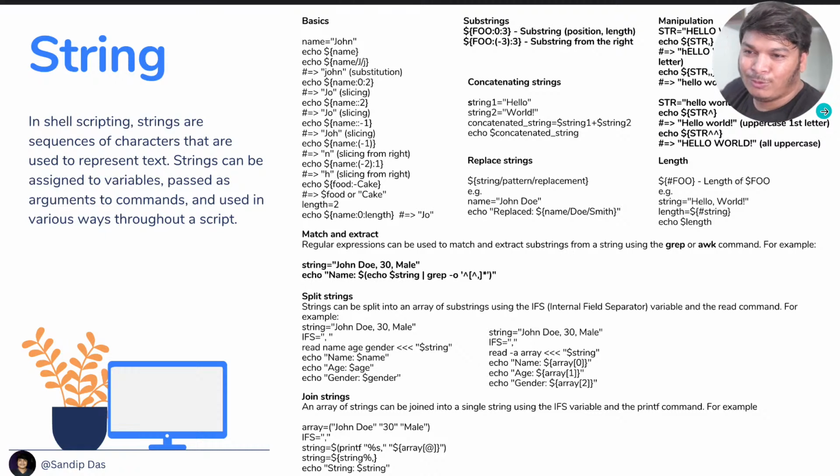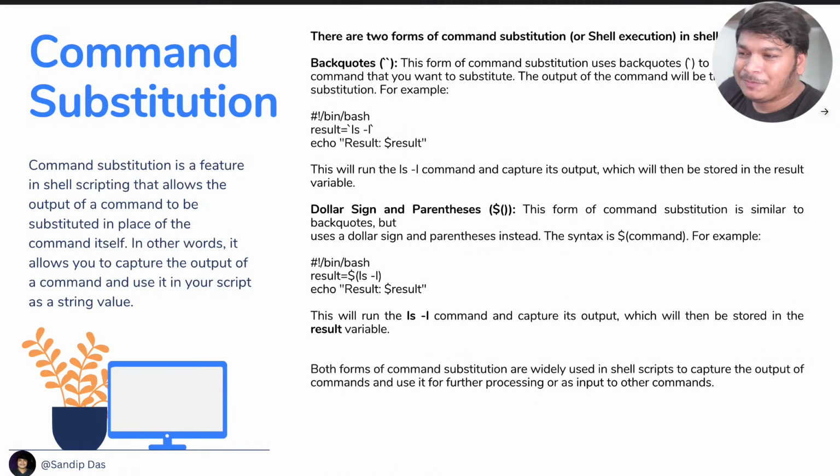Okay, I'm not going to do all this execution for today. Command substitution, I think this is one of the very important topics. What exactly is it? Command substitution is a feature in shell scripting that allows the output of a command to be substituted in the place of the command itself. In other words, it allows you to capture the output of a command and use it in another script.